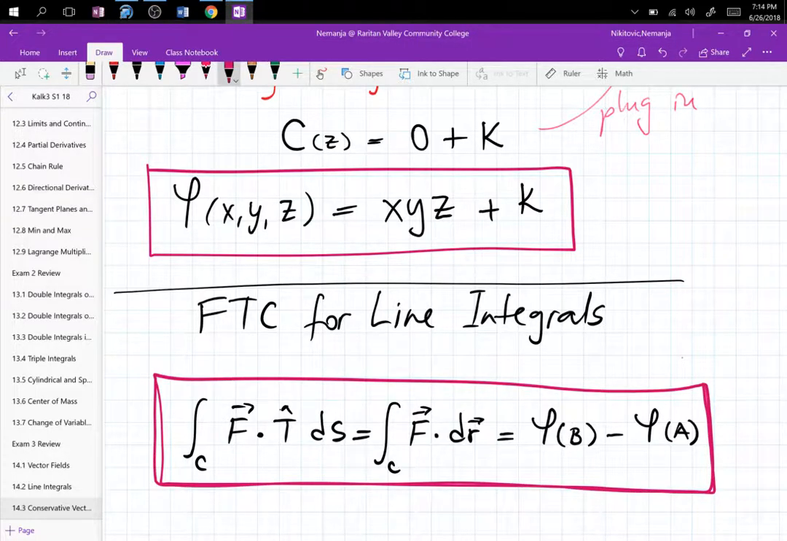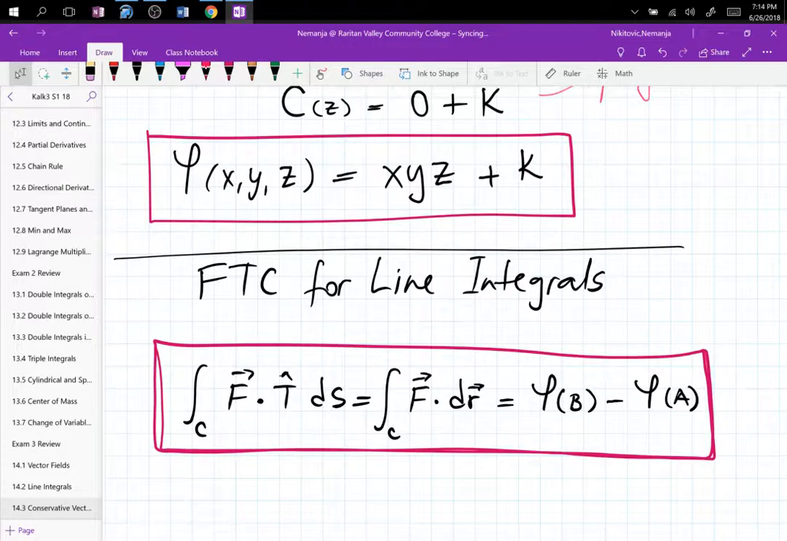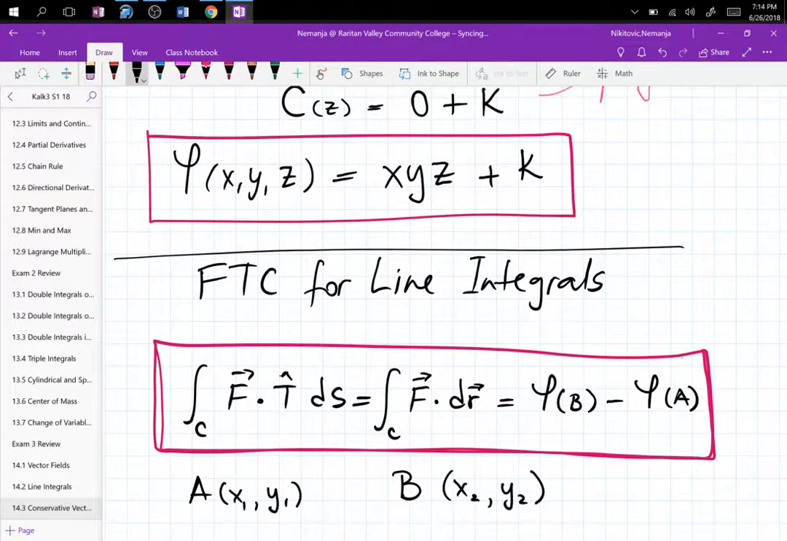It makes sense. Now, this holds for all points A and B and piecewise smooth curves oriented from A to B. These A and B are points, guys. So you're not completely lost, point A is going to have coordinates x1 and y1, a point somewhere in space, and point B is going to have x2, y2, another point.